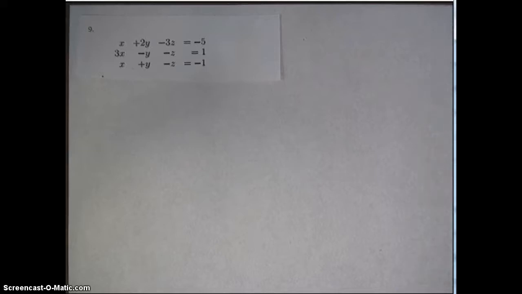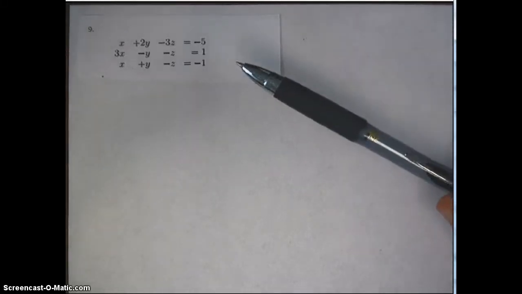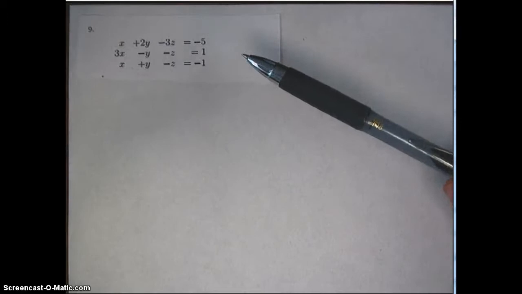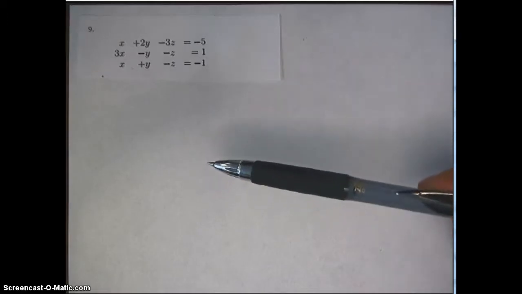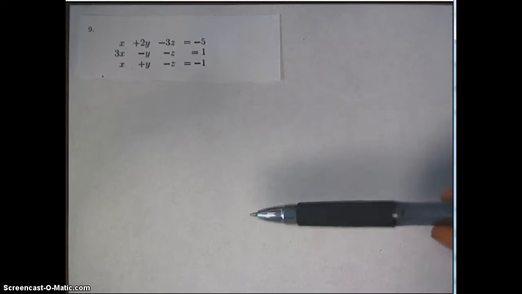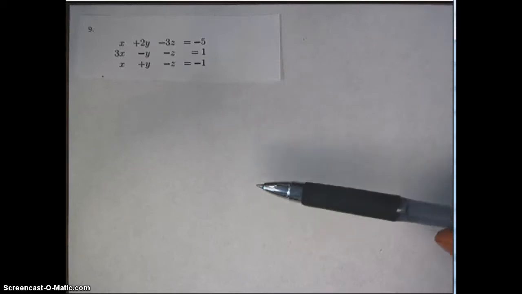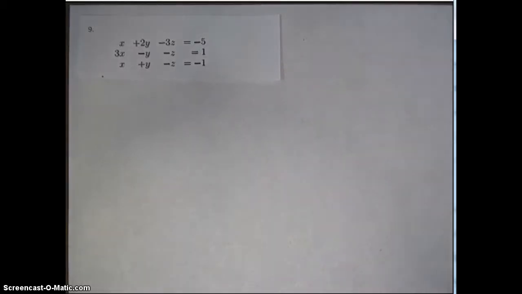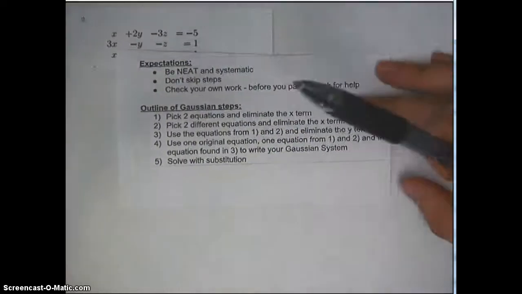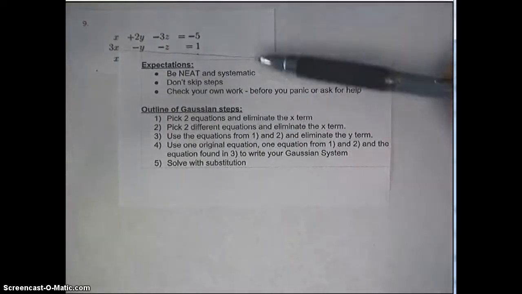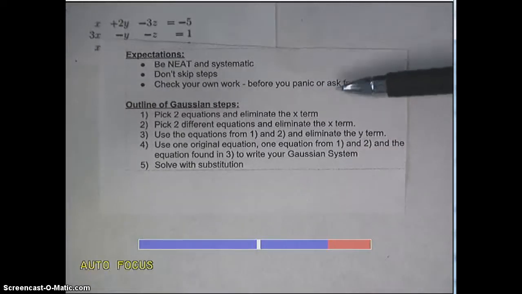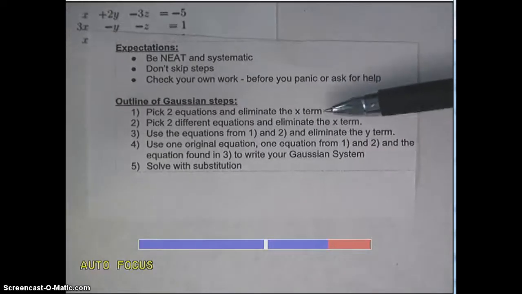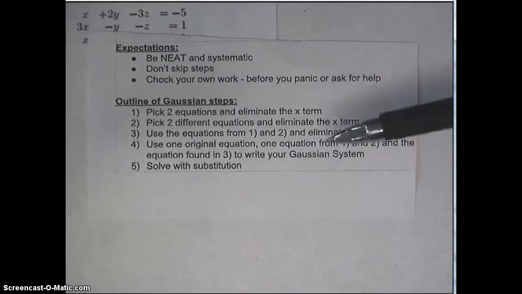We did Gaussian elimination. That's when you've got a system of three equations, how do you solve for x, y, and z? This is one method you can use to find x, y, and z. I want to walk you through the steps, and the steps I'm going to be following are right here. We're going to try and be neat. We're going to try and not skip steps. We're going to follow this outline 1 through 5 pretty closely here.